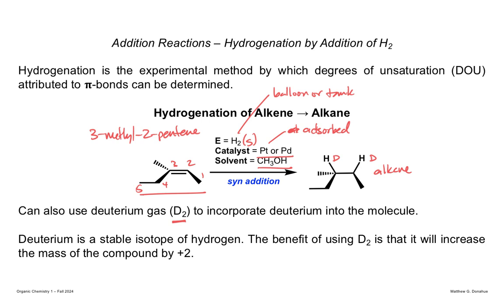So mechanistically, what happens is the hydrogen approaches the catalyst first. The catalyst sort of holds on to it. Then the alkene comes and will add the hydrogen to the alkene from that catalyst.